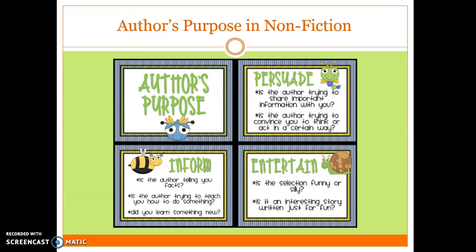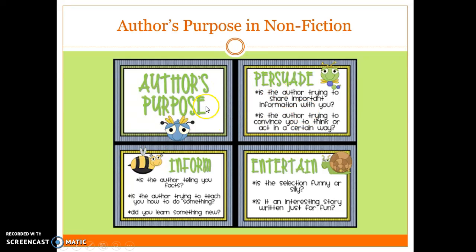The first thing we're going to look at is author's purpose in nonfiction. So when you're reading a piece, naturally what you want to do as a reader is ask yourself, why is the writer writing this? What do they want me to do at the end of this? So there are a few different things, and the best way to figure out their purpose is to ask yourself, what does the author want from me at the end?